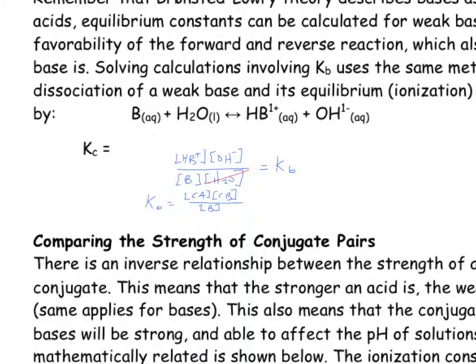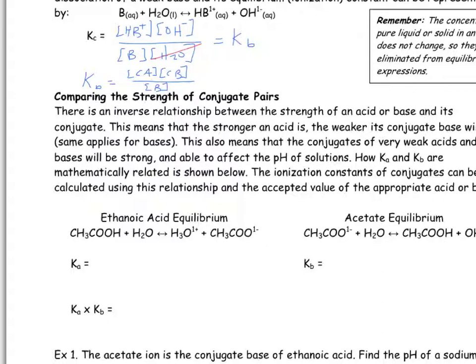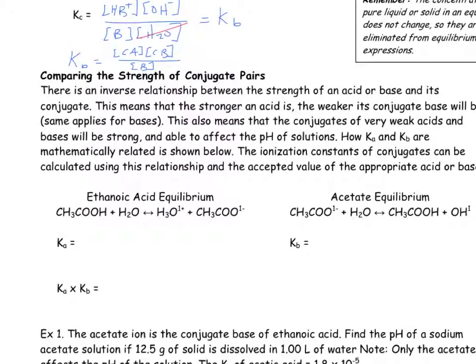There are Kb tables, but there are very few chemicals listed on them. The reason is that there's a relationship between Ka and Kb. The relationship is inverse. That means that the strength of an acid or a base is inversely related to the strength of the conjugate. This means that the stronger an acid is, the weaker its conjugate base will be, and the same rule applies for bases. This also means that the conjugates of very weak acids and bases will be strong and able to affect the pH of solutions. How Ka and Kb are mathematically related is shown below.